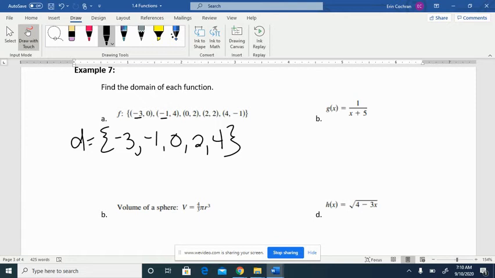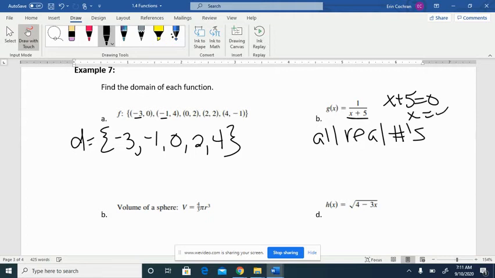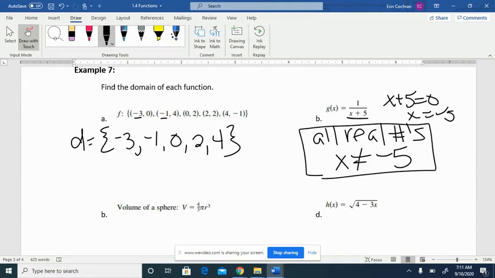All right, so B now, this is a polynomial, so we know it's going to be all real numbers. However, we have this denominator, okay? So we have to set that equal to 0 because your denominator can never be 0. So when I subtract 5, I get x equals negative 5. So x cannot equal negative 5. So it's going to be all real numbers except for negative 5.